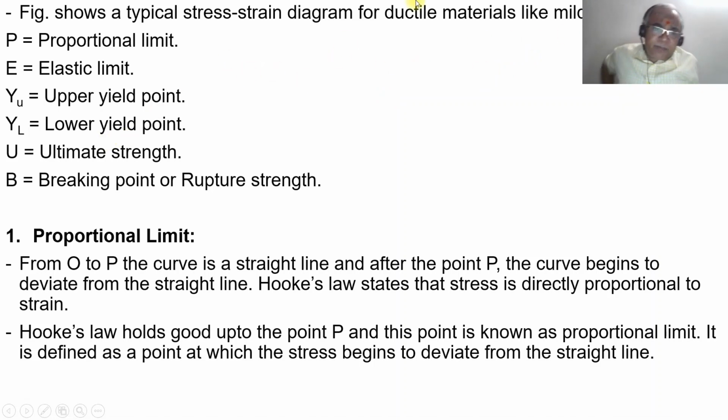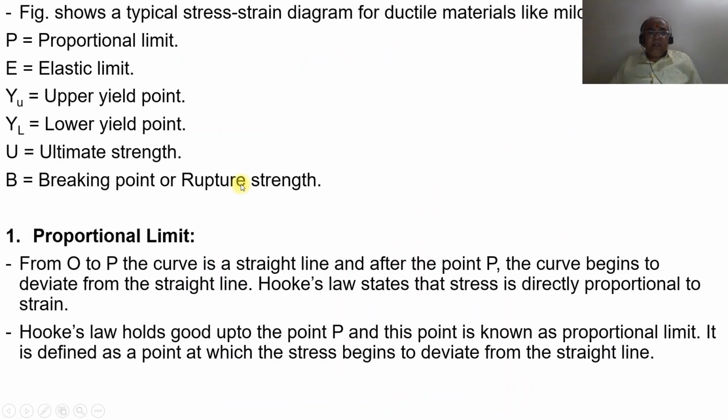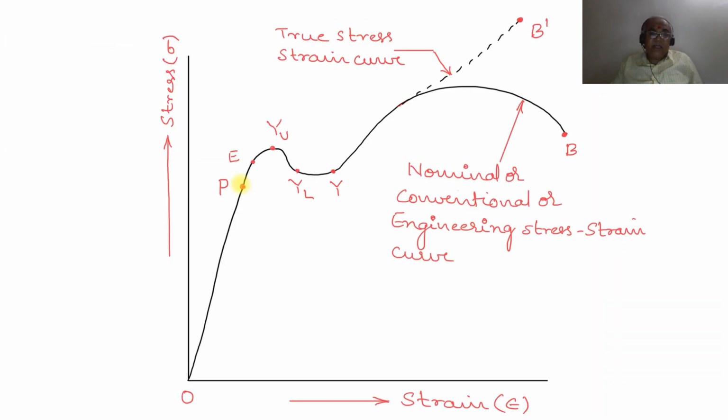First, we are going to take up the proportional limit. What is the proportional limit? From O to P is a straight line, and after the point P, the curve begins to deviate from the straight line. Hooke's law states that stress is directly proportional to strain. From O to P, that is the proportional limit. The curve is a straight line. After the point P, the curve begins to deviate from the straight line.